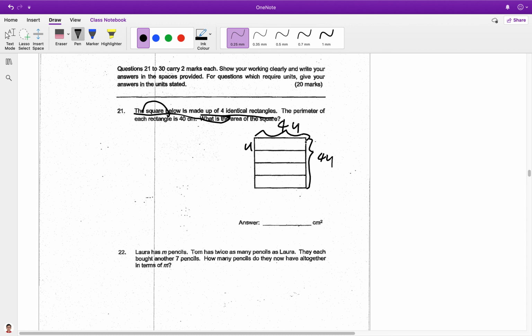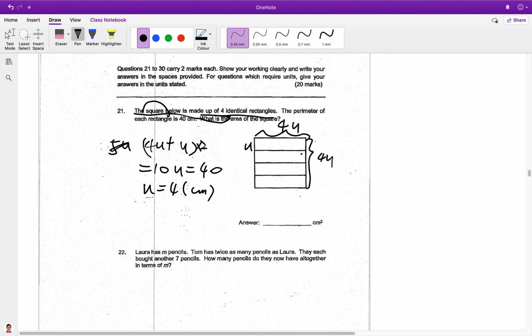Then how will we calculate a rectangle's perimeter? Well, we just use 4u plus u, times 2, right? So 5u times 2 is 10u. This equals 40, right? We know that u is 4 centimeter. So what is the area of the square?